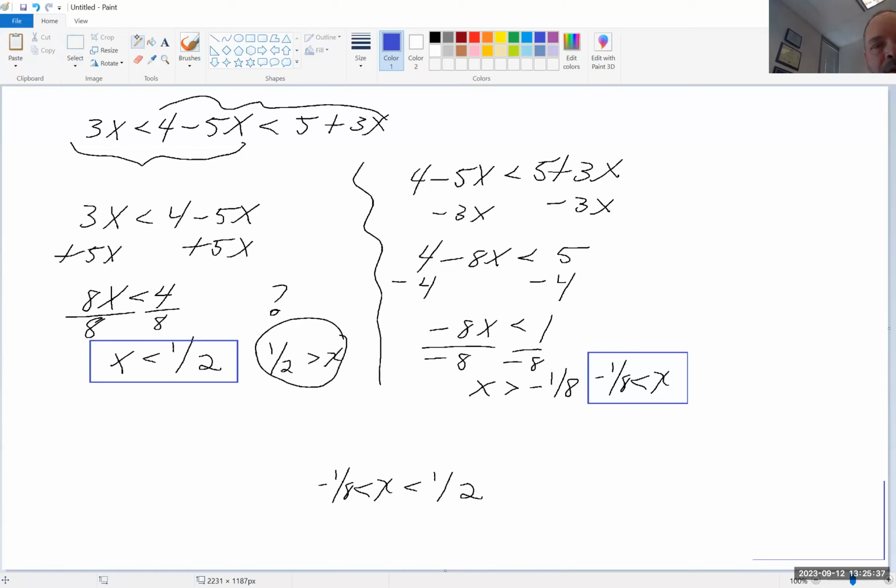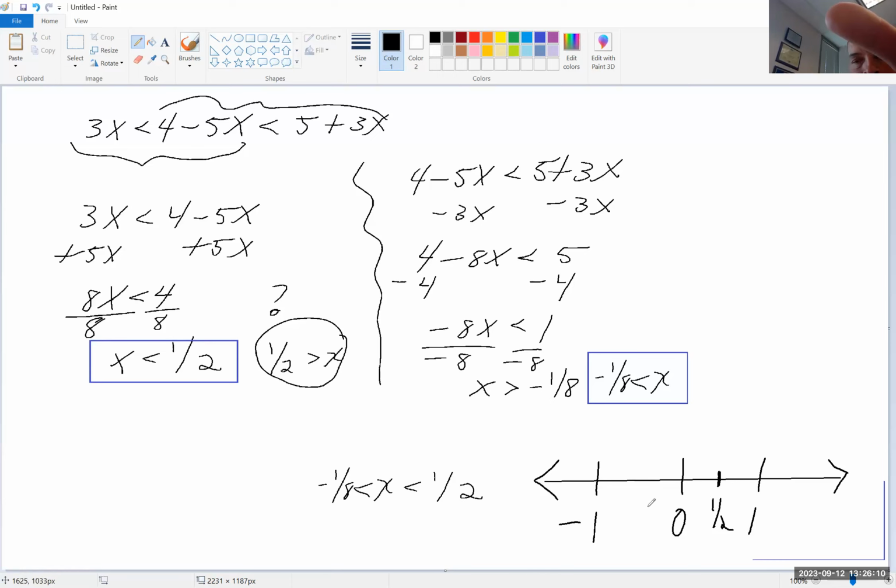And what that means in terms of the number line is we've got a line going this way. And then of course 0 is somewhere in here. This is 1. This is -1. Half is right here. And -1/8 is somewhere maybe here.